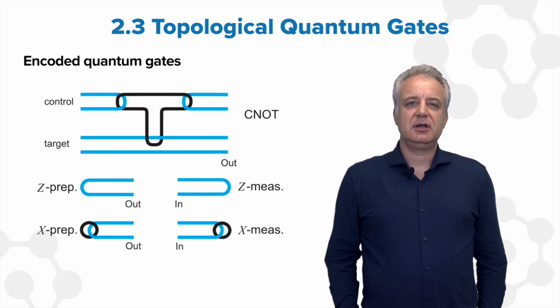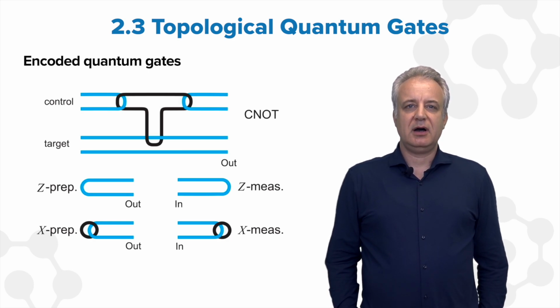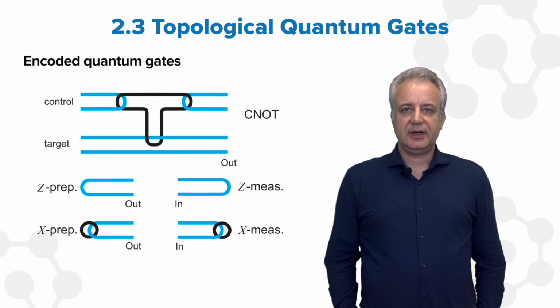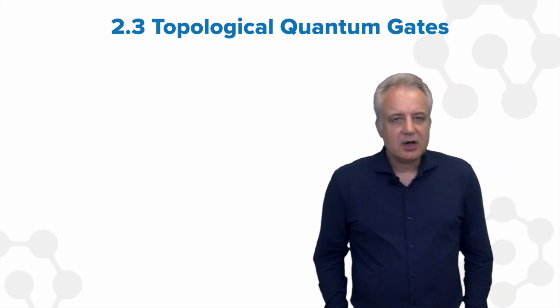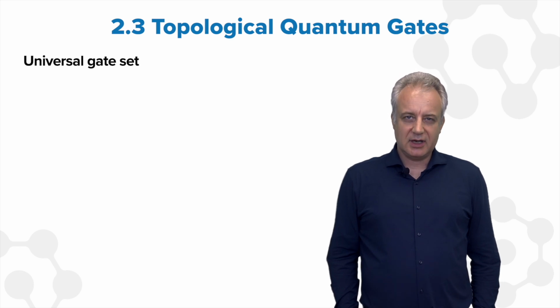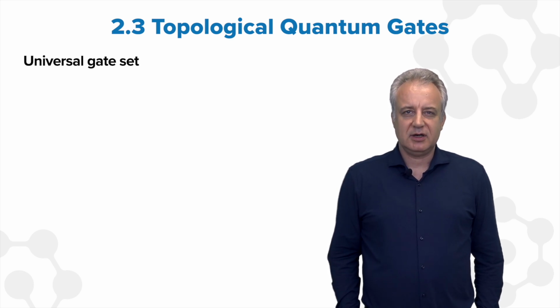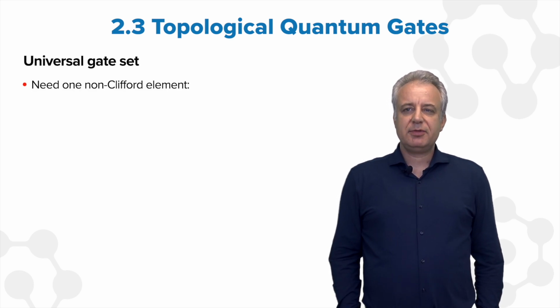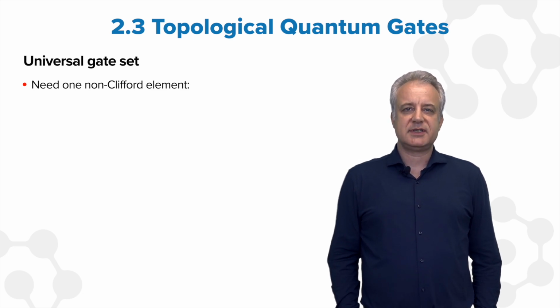The other topological operations you can do are preparations and measurements in the X and Z basis. Yeah, so the topological gates that I've just shown you, they are not universal by themselves. They are all stabilizer operations. And so something else is needed for universality.